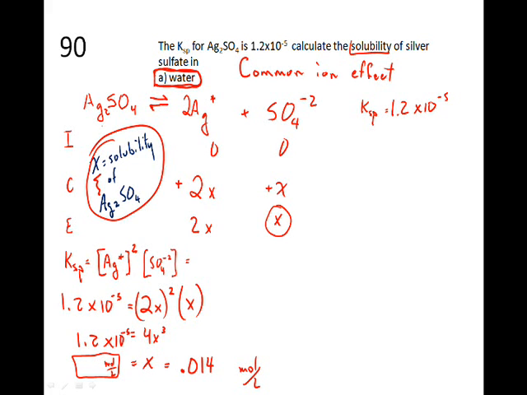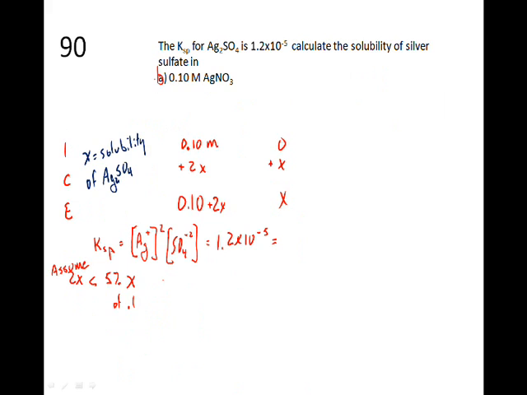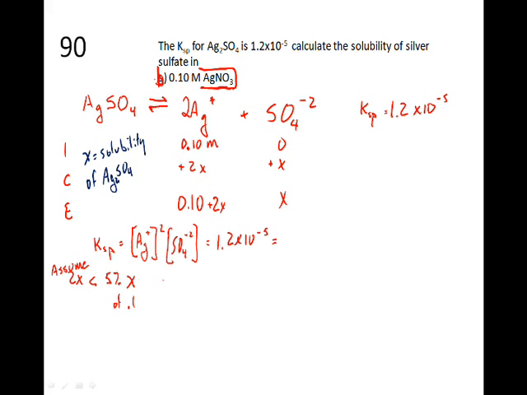Now, in the second part of this problem, part B, this is the thing that's different: we have also dissolved in this solution some highly soluble silver nitrate. So it's not just dissolved in water anymore. It's dissolved in a 0.1 molar solution of silver nitrate. So the initial concentration of the silver in the solution is no longer 0. The initial concentration is 0.1 molar.